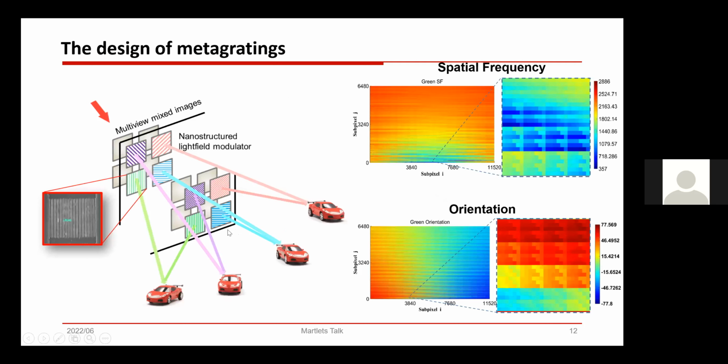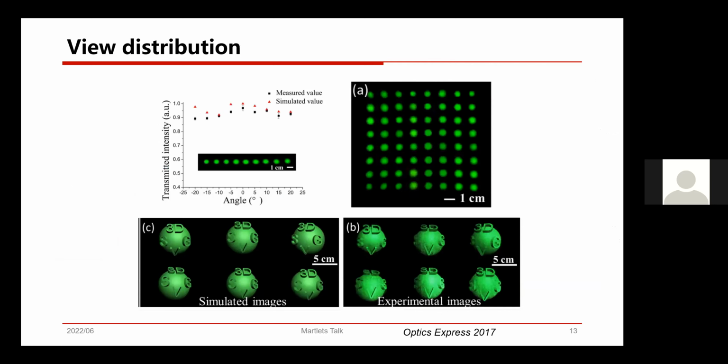And then based on the incident angle of the illumination, we define the viewing angle of all kinds of views so that we can design and determine the spatial resolution and the orientation of each nanograting. So in the whole panel, each pixel has a different period and a different orientation. The period ranges from 300 nanometers to more than 1 micron, and the orientation varies from minus 77 degrees to 77 degrees. We test the concept by designing a monochromatic 3D display with 8x8 views. And the experimental images are consistent with the simulated images.